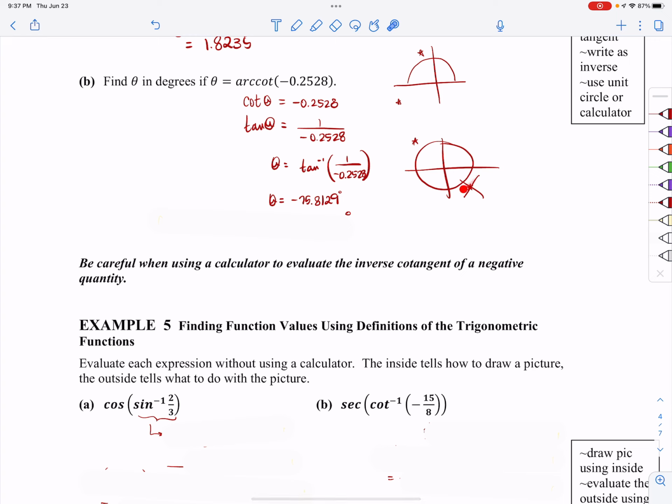Tangent inverse is the right side of the circle. But my original question is not a tangent inverse, it's a cotangent inverse. So what I need to do then is realize that these are going to be exactly halfway across the circle from each other. So all I want to do then is take my negative 75-degree angle and add half a circle to it, which is adding 180 degrees. And once I add 180 degrees to that, that's going to be 104.1871 degrees. All right, that's going to close out this example. I've got one more video to go that will cover the last few examples.